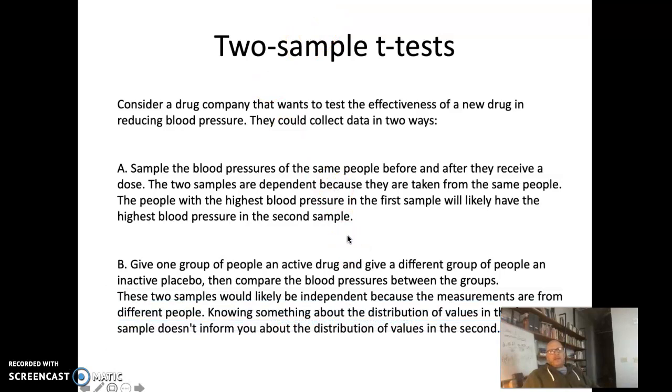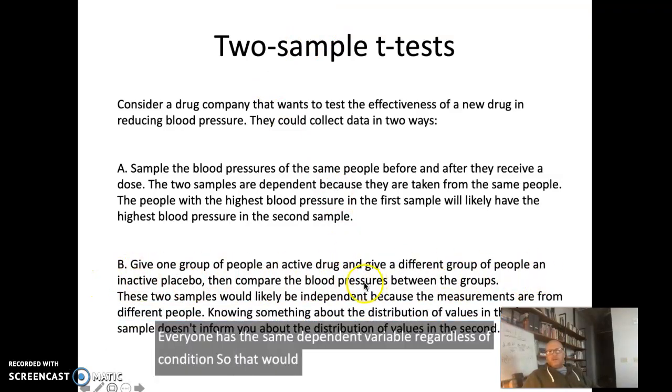This one is independent because they don't give us any information about individuals being matched or repeated measures or anything like that. So we have to assume they're independent.